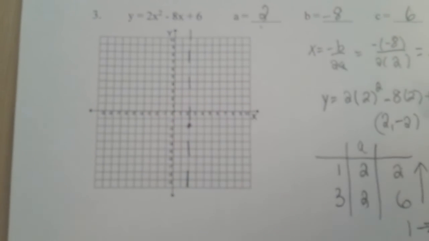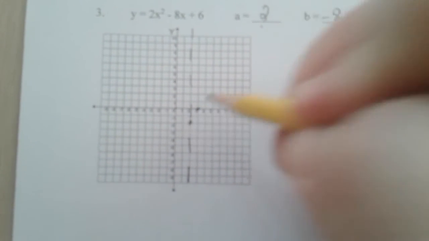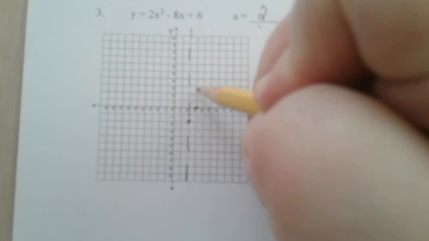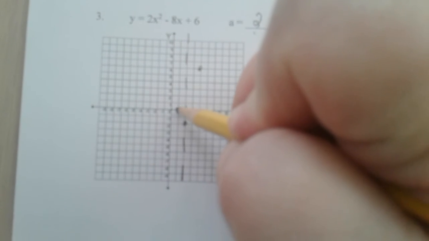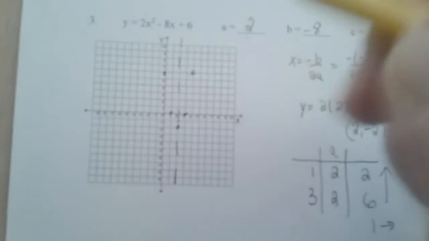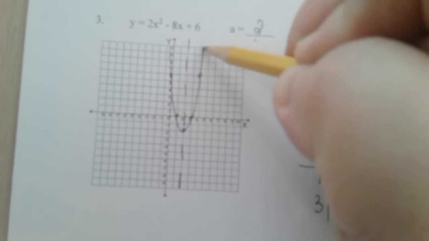So I'm going to come over to my graph, and the first thing I'm going to do is go up 2. 1, 2 over 1. Then I want to go up 6. 1, 2, 3, 4, 5, 6 over 1. Use the idea of symmetry to reflect those 2 points over. Now we can see once again we've got a nice smooth curve. This is once again called a parabola.